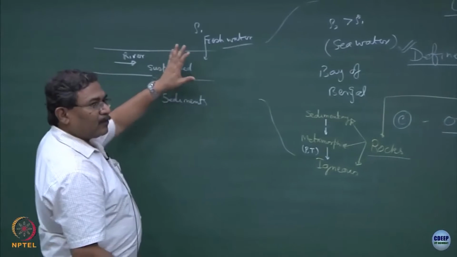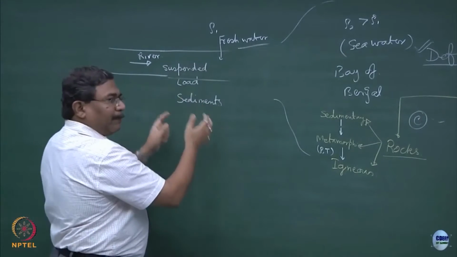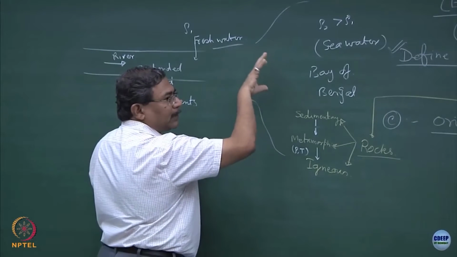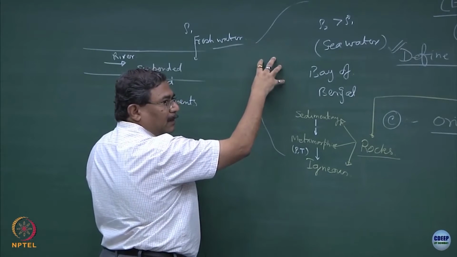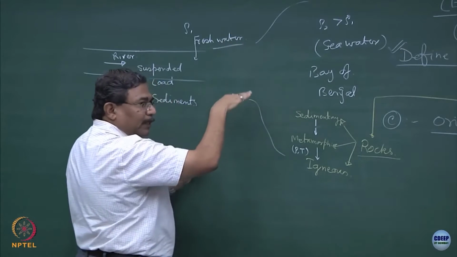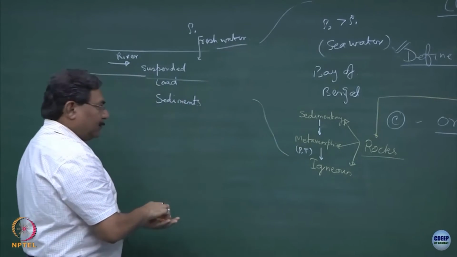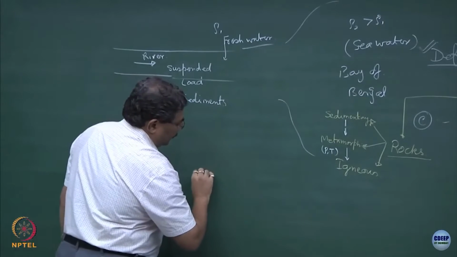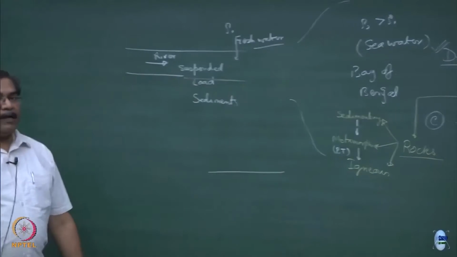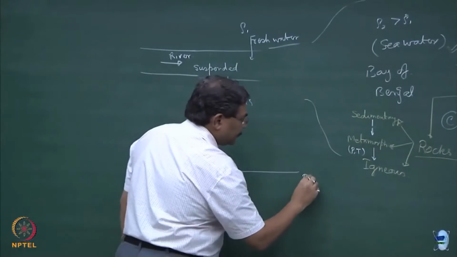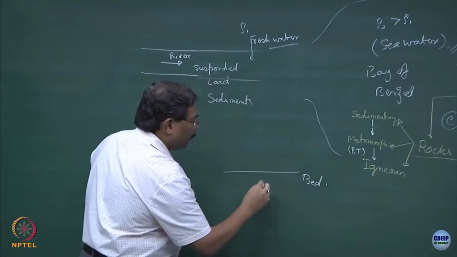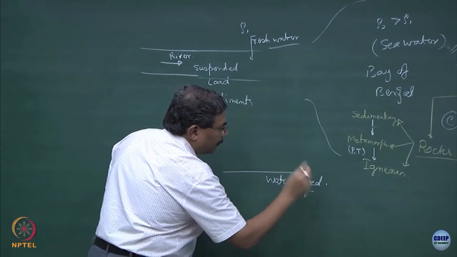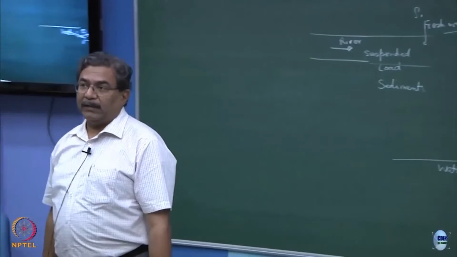Simple process like this: loads of sediments which are present in the fresh water are entering into a system which is denser. Sediments have a tendency to settle down. Now, look at the micro mechanism, what is going to happen. So, if this is the river bed or ocean bed or whatever it is, I will say water body bed.